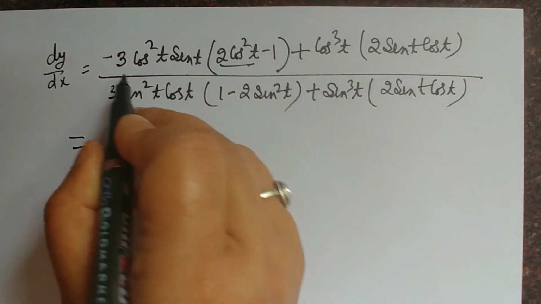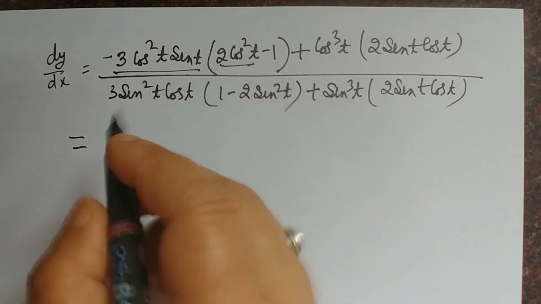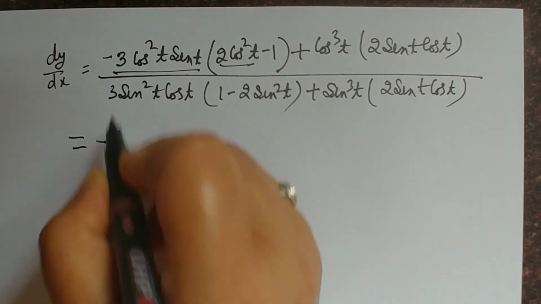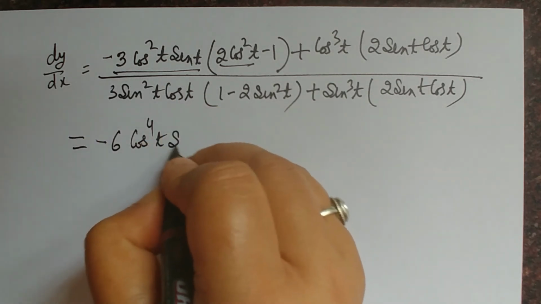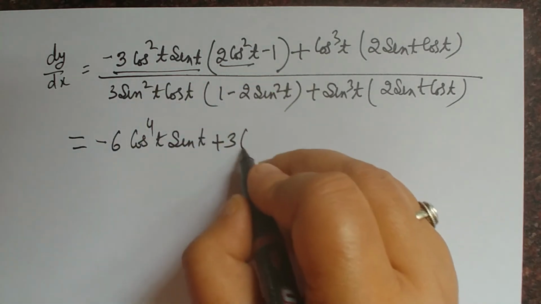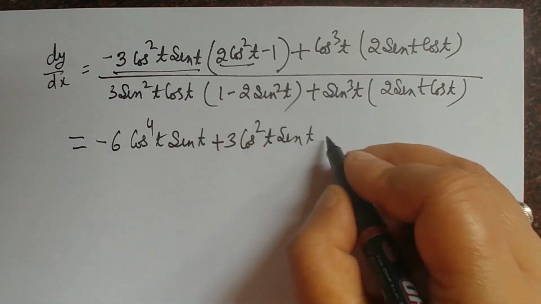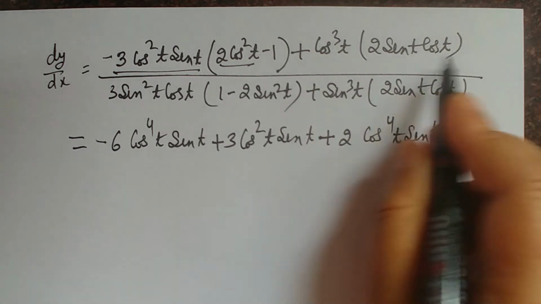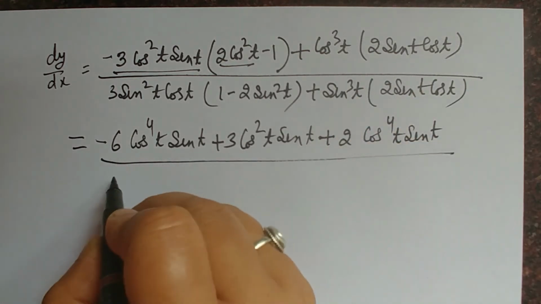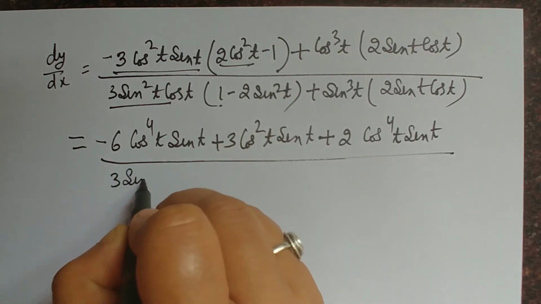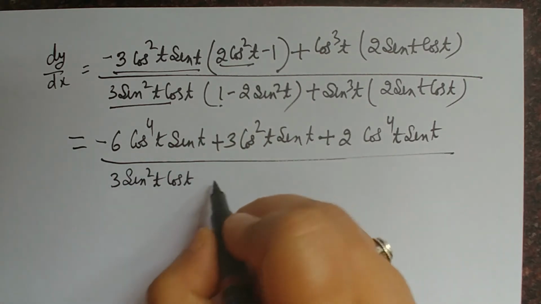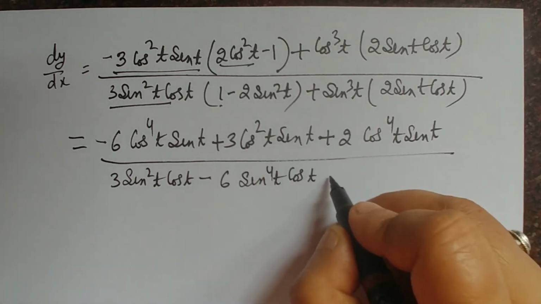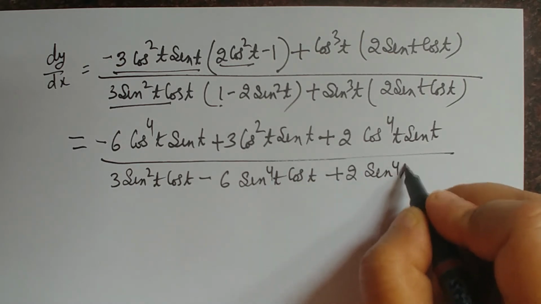So see, firstly I'll multiply this with this, and then minus 1 with this. Please go through it carefully, observe carefully how I am going. So it is minus 6 cos 4t sine t plus 3 cos square t sine t plus 2 cos 4t sine t. The denominator becomes, see, this with this, 3 sine square t cos t, minus 6 sine 4t cos t plus 2 sine 4t cos t.